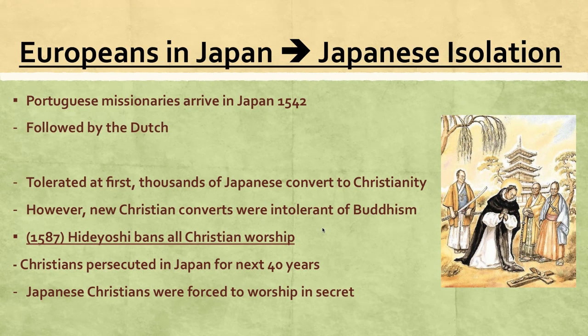But finally, our second unifier of Japan, Toyotomi Hideyoshi, is going to look at Christianity as a threat, because Christians became intolerant of Buddhism, and Buddhism was the most popular religion in Japan in the time period. And because of this, Toyotomi Hideyoshi is going to ban all Christian worship. 10 years later, when people aren't taking him seriously, he's going to execute 26 Christians. This is going to start an era where Christians are persecuted in Japan. And because of this, many Christians that became very deeply devoted to their faith had to worship in secret. These were called the hidden Christians of Japan.